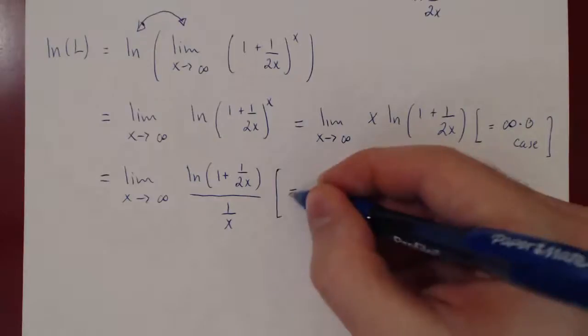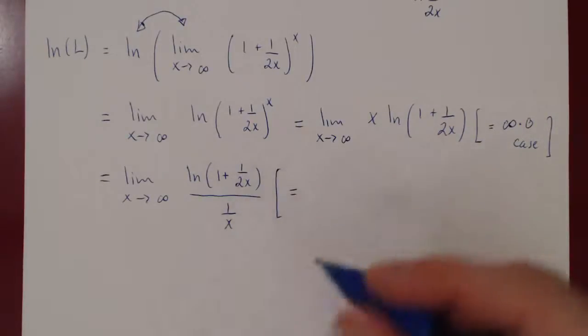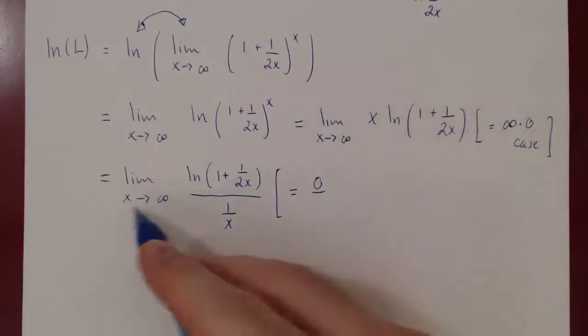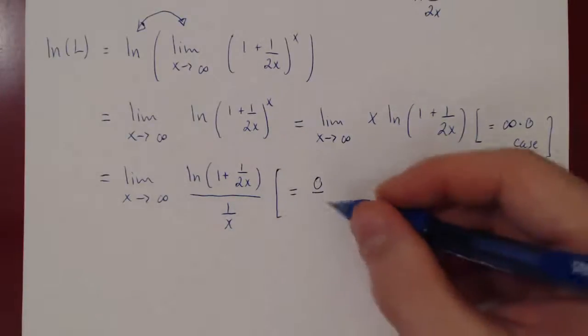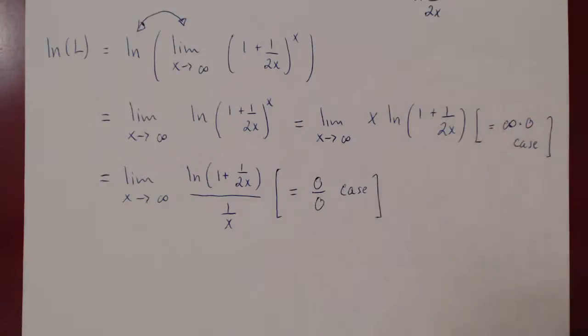And now what kind of case do we have? Well, 1 over 2x shrinks to 0, ln of 1 is 0, over, as x goes to infinity, 1 over x shrinks to 0, and now we have a 0 over 0 case. We can now use L'Hopital's rule.